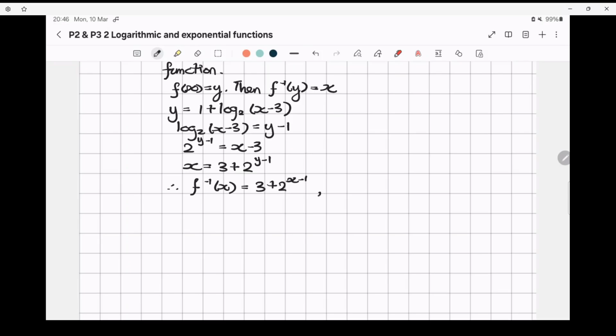In this case, you can also look at the domain for the inverse function. You'll find that it will be just the set of all real numbers.